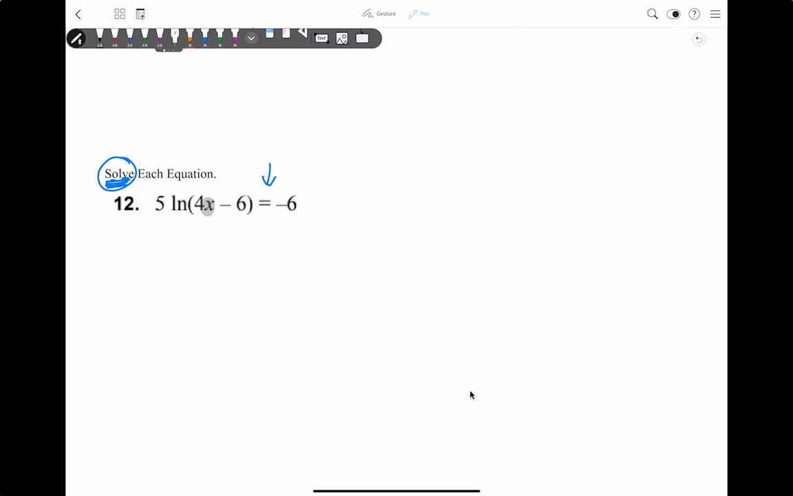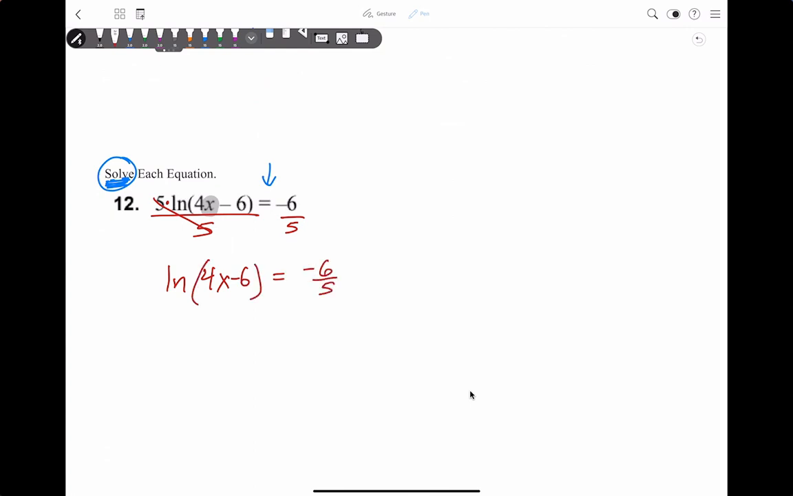Our goal is to get this x all by itself. Okay, so we have to identify and kind of read it out loud. It's 5 times the natural log of 4x minus 6 is equal to negative 6. So that times already tells me if I'm trying to isolate the natural log, as I've isolated exponents and bases of 10 on other problems, I'm simply going to divide by 5. So that I have the natural log of 4x minus 6 is equal to negative 6/5.